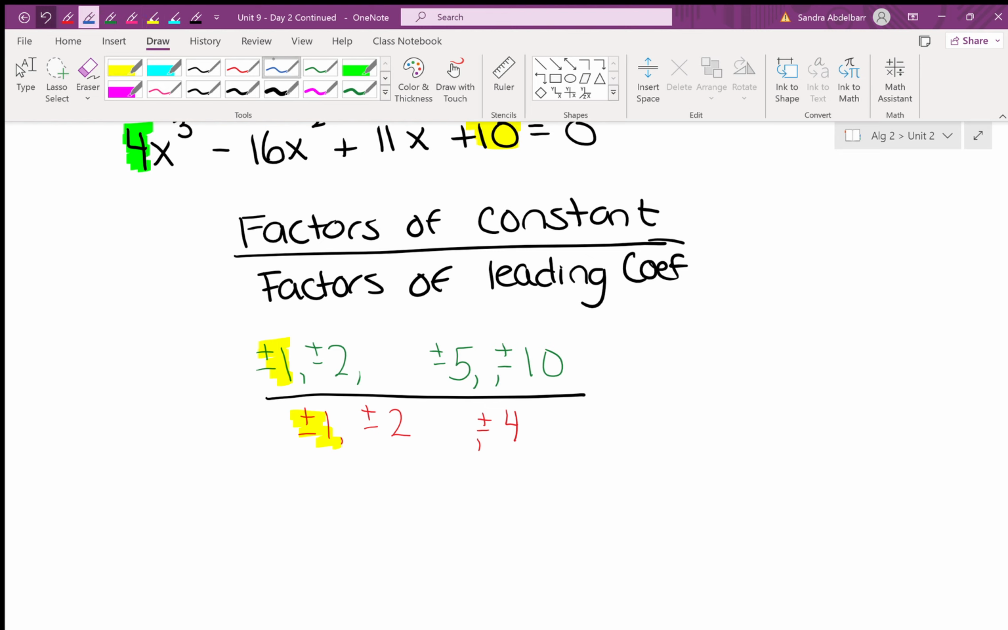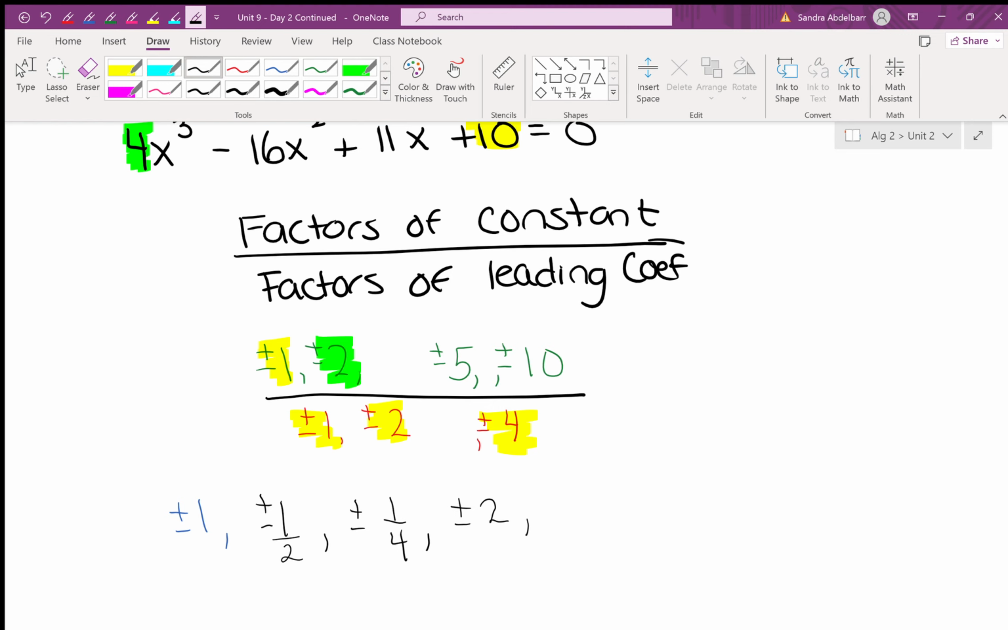The first one will be plus minus 1 over 1, which is 1. But then we're going to have plus minus 1 over 2, and then plus minus 1 over 4. Now let's go on to 2 in the numerator. We can have plus minus 2 over 1, which is just 2, and then plus minus 2 over 2. But what's 2 over 2? 1. And then plus minus 2 over 4, which simplifies down to a half. Do I already have that? Yeah, I don't need to write it again.